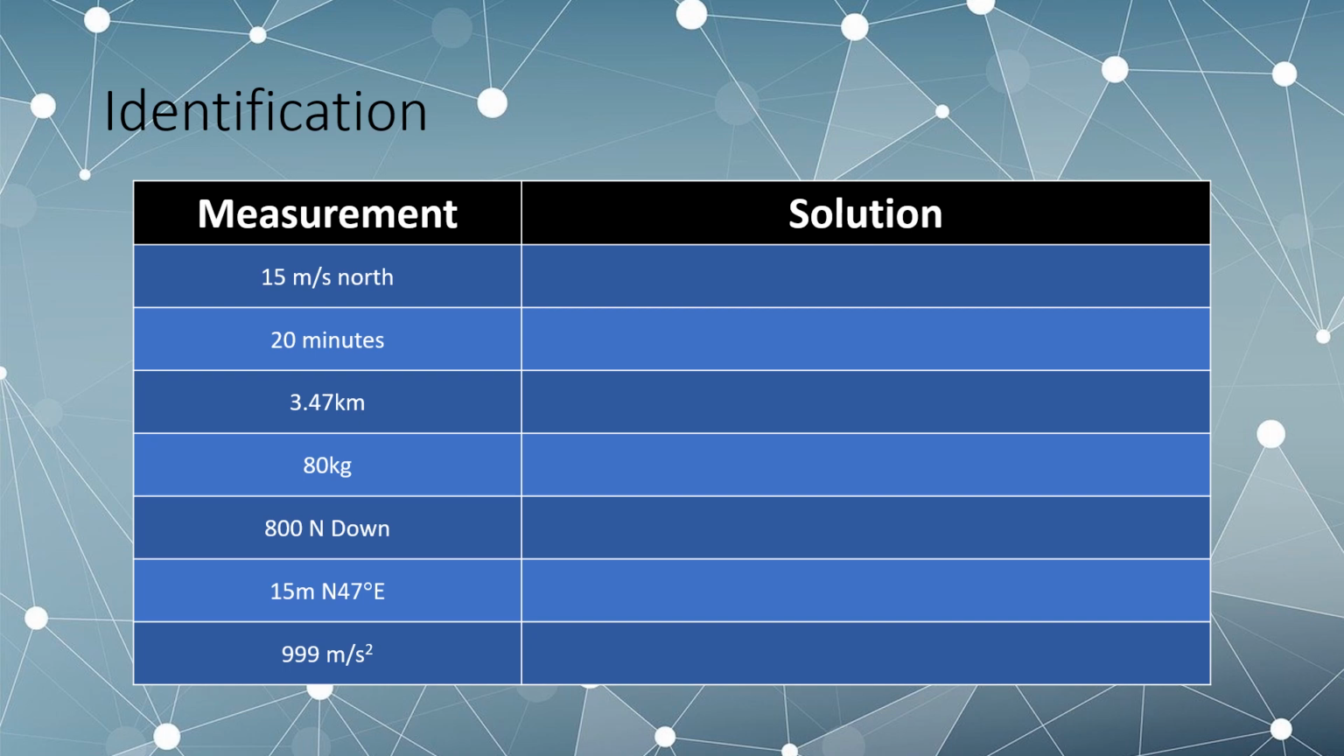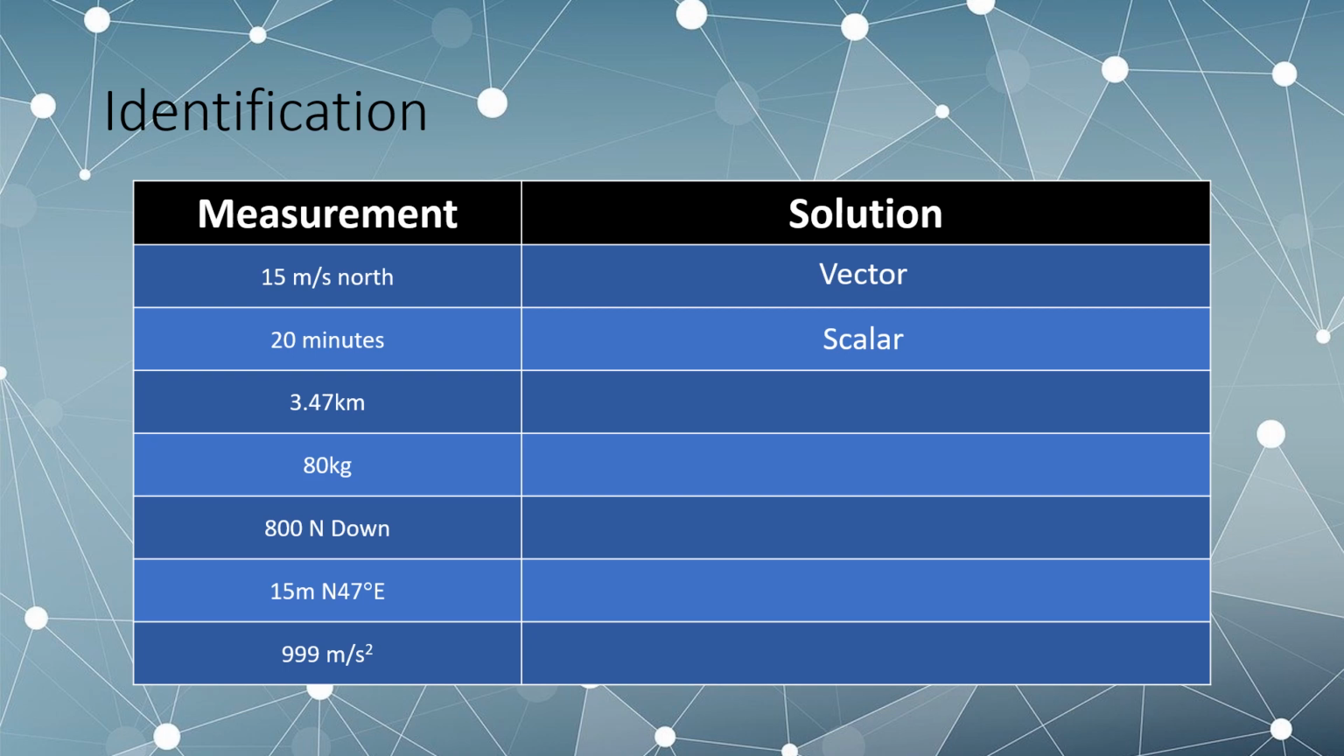Okay, let's make our way down the list. We have 15 meters per second north. So, the question to ask is, does it have a direction? In this case, yes, it has north. Therefore, this is a vector. The next one we have is 20 minutes. Now we know time is a scalar measurement, but we can also see that it has no direction. Therefore, it is scalar.